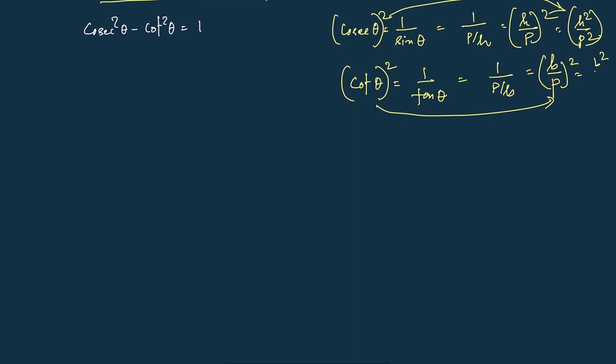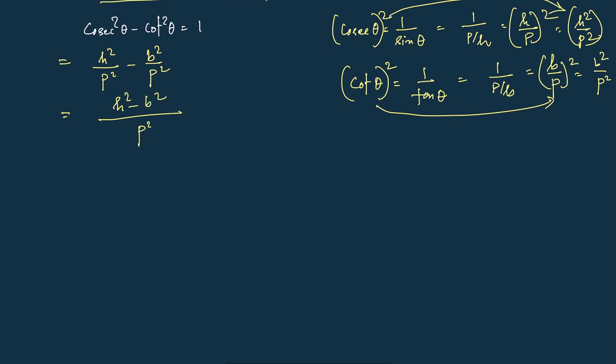B square by p square. Okay. So what happens here? I am going to replace this value. Instead of cosec square theta, I am going to replace h square by p square. And instead of cot square theta, I am going to replace b square by p square. So here it is going to be what? H square by p square minus b square by p square. Okay. So LCM is what? P square and h square minus b square.